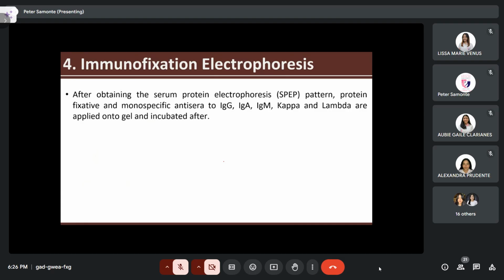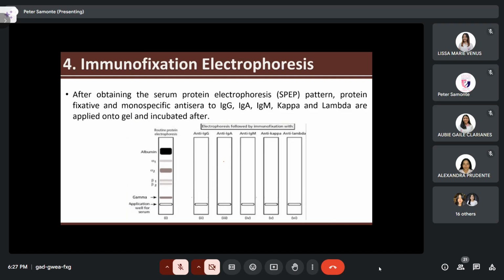Now, after obtaining the serum protein electrophoresis pattern, protein fixative and monospecific antisera to IgG, A, M, kappa, and lambda are applied onto gel and incubated after. Now, you may be wondering, sir, bakit IgG, A, M lang and kappa and lambda lang? What about your IgE and IgD? Remember, class, ang IgE nyo and IgD are rarely found in the serum. They are not considered present most of the time, class, sa serum nyo.